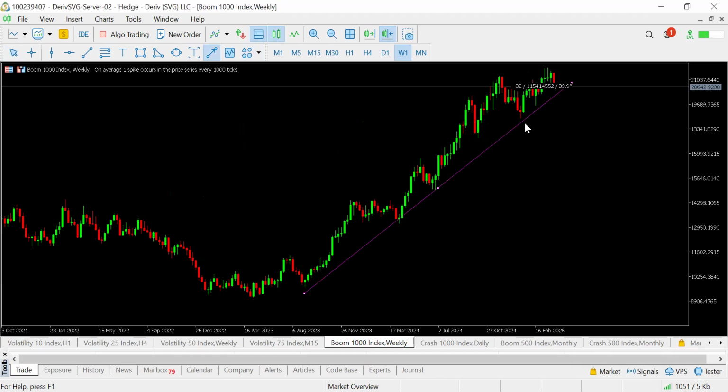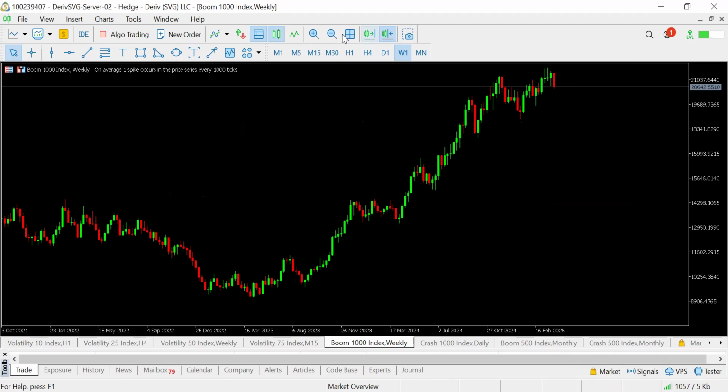So after determining the direction of my market, I have to look at the structure of the market. Now, some people will say, does the structure of the market not mean the direction of the market? Yeah, to an extent, but there are several structures in the market that you can trade.